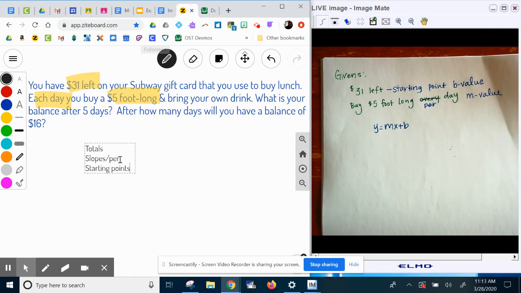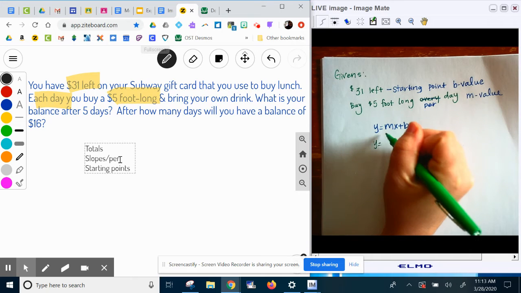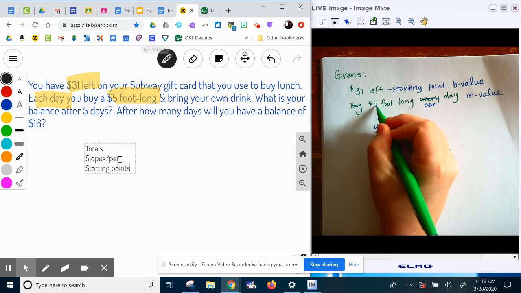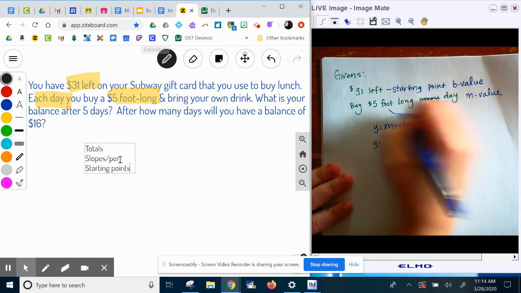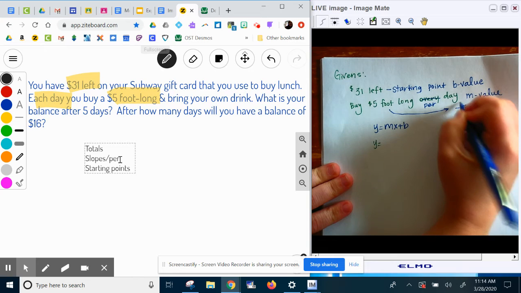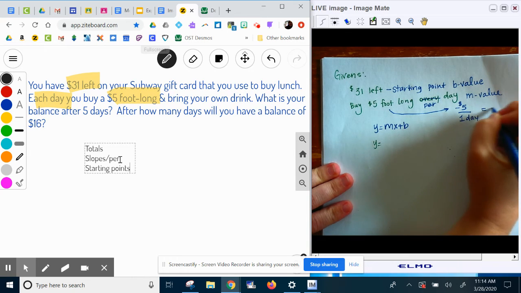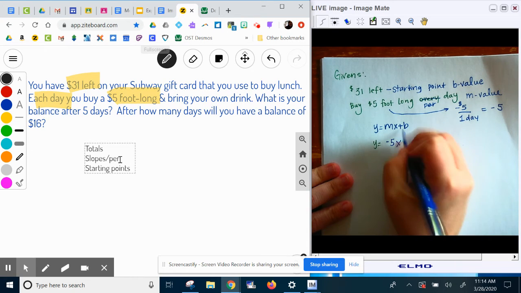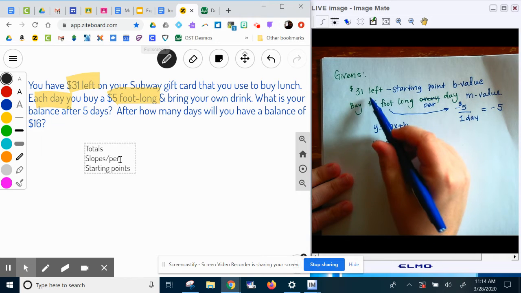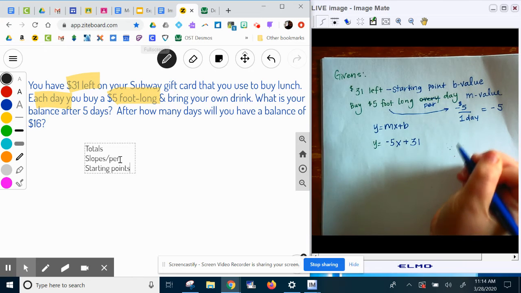Okay, so I've got my m and I've got my b, so I'm ready to write my equation. So my equation would then be y equals my m, which is $5. And because I'm spending $5 per day, it's negative $5 for every 1 day. So my slope is negative 5. So negative 5x, and then plus my b value. I have $31 left, so that's positive money, so it's 31.